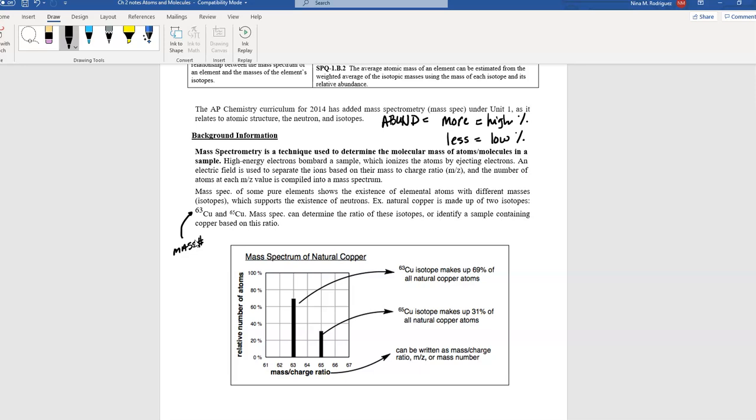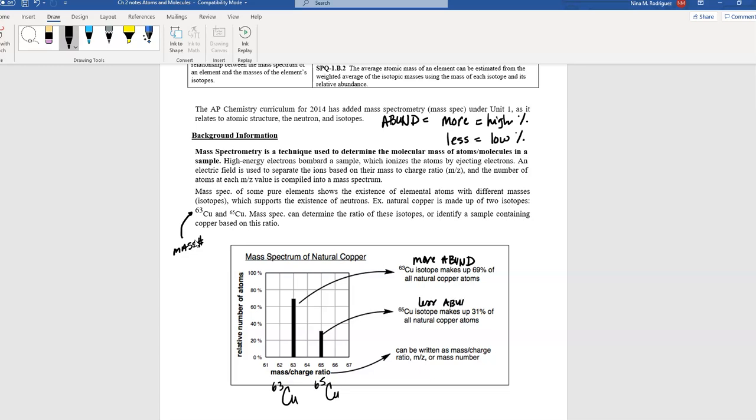On the y-axis is the number of atoms, and on the x-axis is the mass to charge ratio. If you look at these two peaks, one peak at 63 is copper 63, and this peak right here is copper 65. Now, if they were in the same abundance, those peaks would be the same height, but they're not. This tall peak, copper 63, must be more abundant because it has a higher peak, versus this lower peak, which would be less abundant.